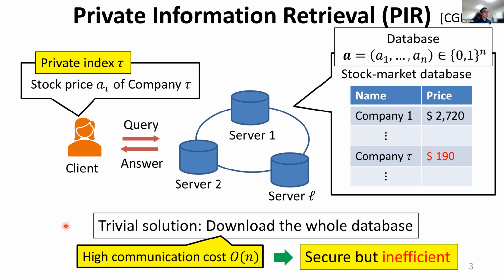Now, there is a trivial solution to realize PIR. It's download the whole database. Then the client can locally retrieve the item of her choice. So clearly it's secure because she never reveals her private index. However, its communication cost is proportional to the database size. So this solution is secure but inefficient.